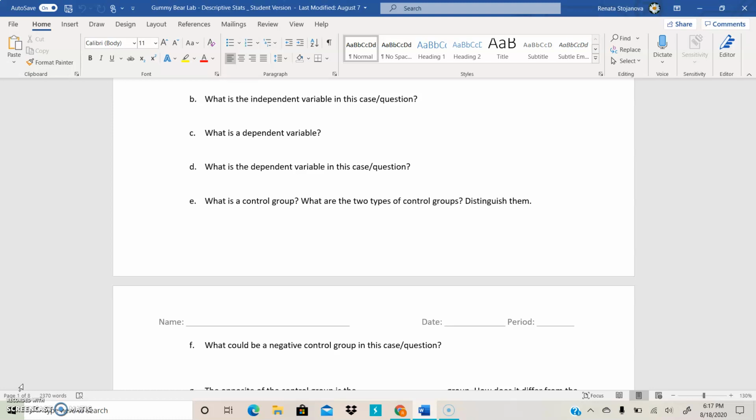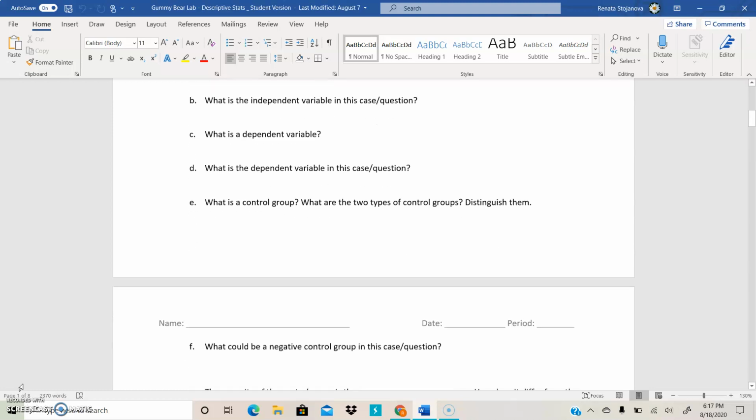A positive control group is one where a treatment is given, but the results are well understood and expected. For example, let's say that a company is trying to launch a new face wash or an acne wash. A positive control group would be people who are using an acne wash that's already available and that gives a certain and known result. That will be a positive control group.